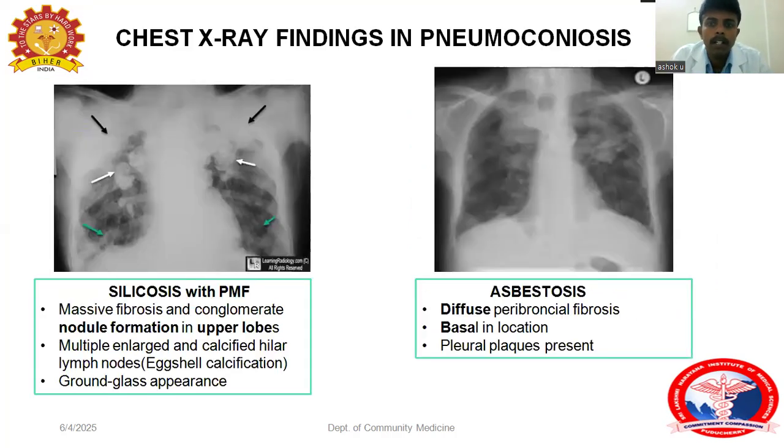So these are just X-ray findings in pneumoconiosis. You can see in silicosis, fibrosis, massive fibrosis. There is massive fibrosis and nodule formation in the upper lobes and multiple necrosis, spread hilar with nodes, that is called as eggshell calcification, and there's a ground glass appearance in the silicosis.